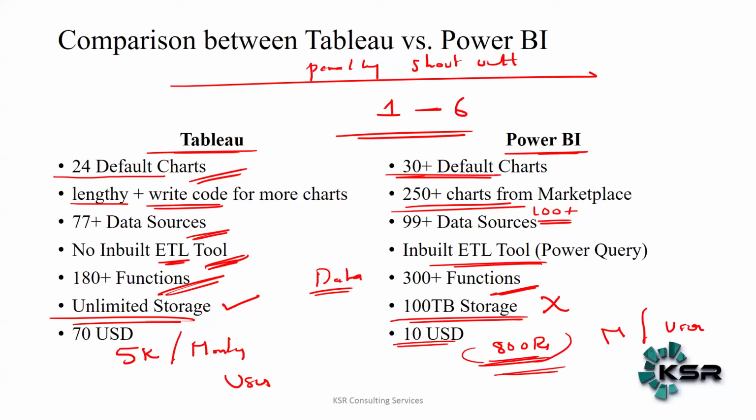So Santosh, there must be some reason why some companies are still using Tableau. What is that reason? The companies are not migrating to Power BI, because we have seen the Gartner report, Microsoft and Tableau are still at the same level. So why would a company pay 70 USD per month?